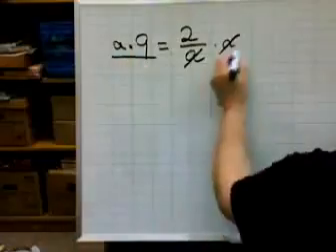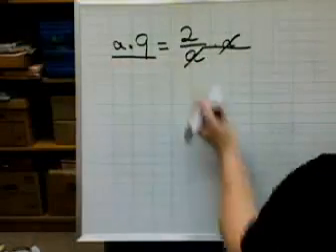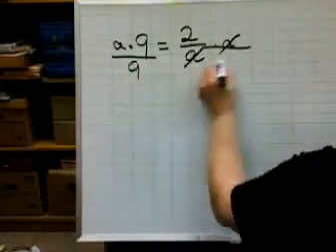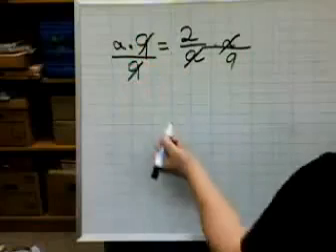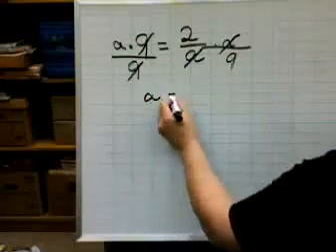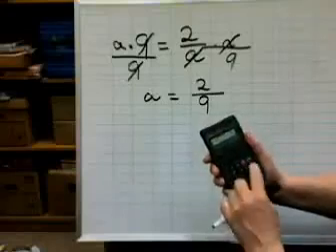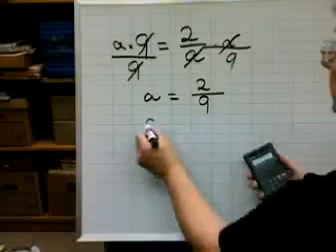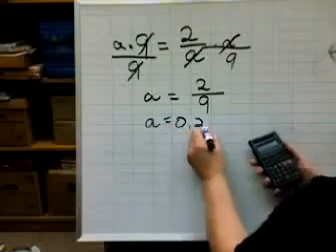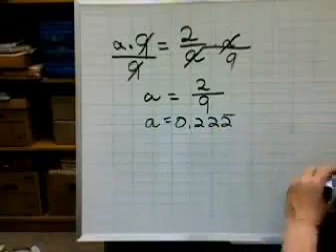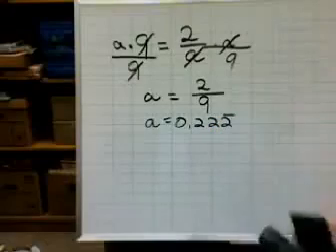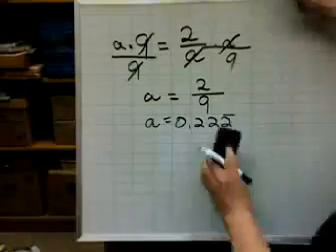So now we have 9 times a equals 2. So we'll divide both sides by 9. 9 over 9 is 1, so that cancels. A equals 2 over 9. Put that in your calculator. 2 over 9 equals. You get A equals 0.222. And this one is repeating, so you could put the line on the 2 if you want to show that.